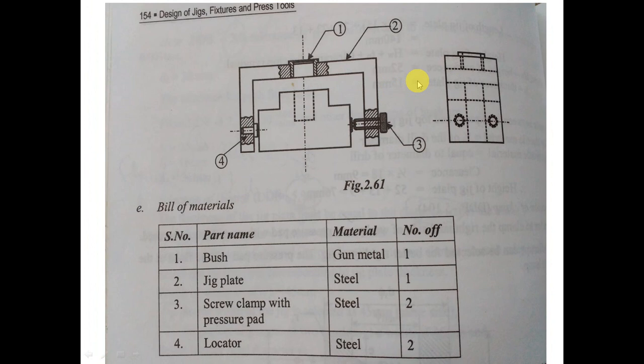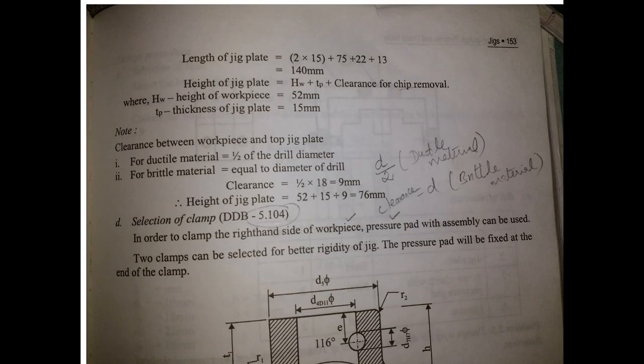We go back to the line diagram. So the height of the jig body is the height of the workpiece, thickness of the jig plate, and also the clearance area on this side for chip removal. For ductile metal the clearance is half of the drill dia. So for ductile metal it is D divided by 2, which is 9 mm. If the metal is brittle in nature, it will be exactly equal to 18 mm. So the drill dia, 18 mm, is equal to the clearance value. So clearance for chip removal, thus we found the height of the jig plate. So 52 plus 15 plus 9 is equal to 76 mm.